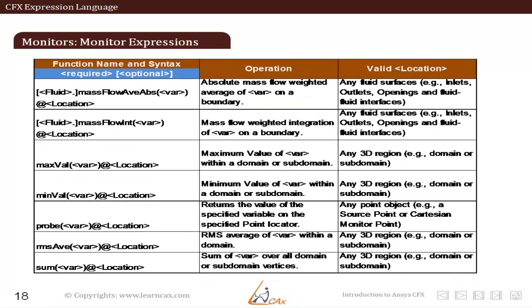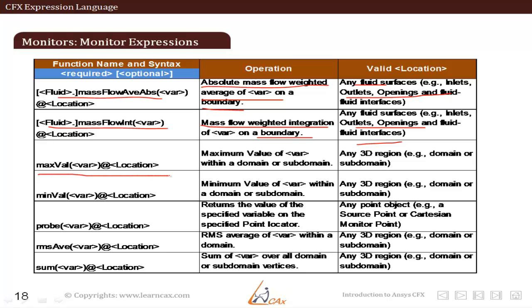We'll continue the list of monitor expressions. Fluid dot mass flow average absolute gives the absolute value of the flow weighted average of a variable on a boundary. Any fluid surface like outlets, inlets, openings can be taken as a location. Mass flow integral at location gives the mass flow weighted integration on a boundary. Again, we require flow boundaries for that as a location.